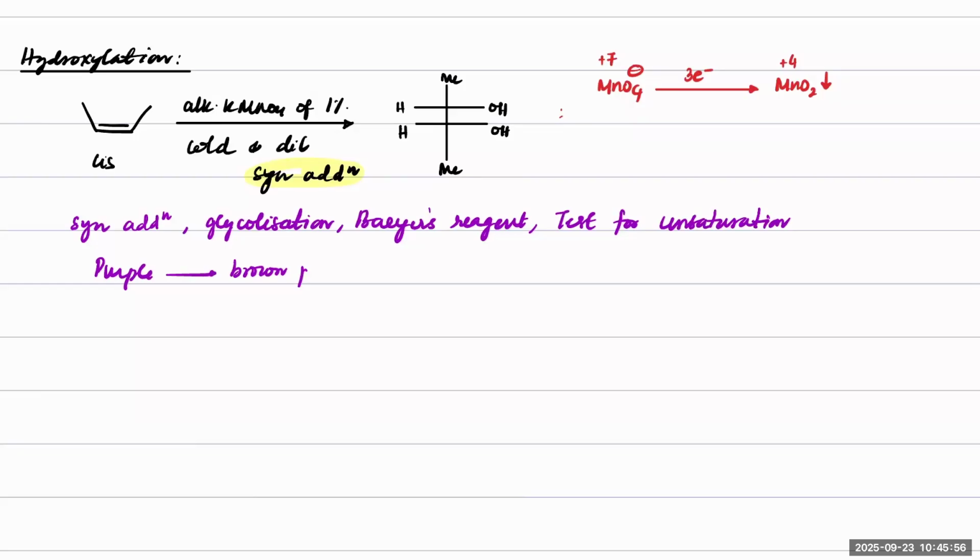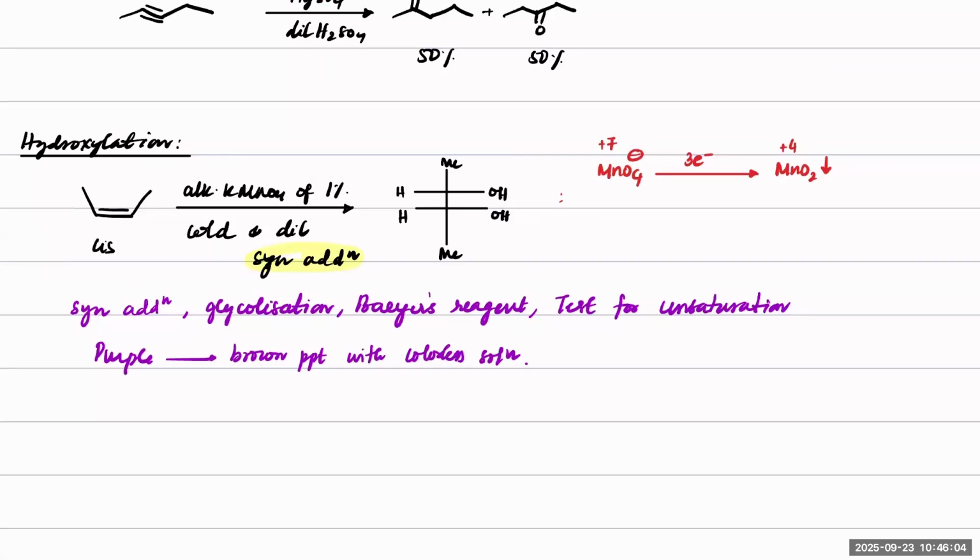Brown precipitate with colorless solution. That's it. Okay. This is about Bayer's reagent. It will go for a syn addition. That is one thing you should know.